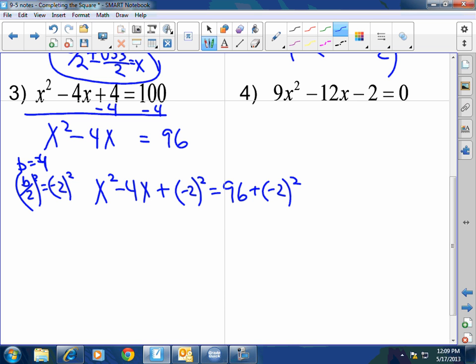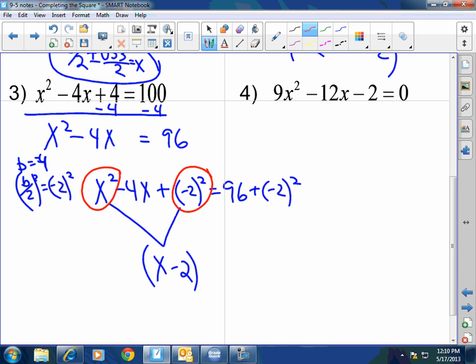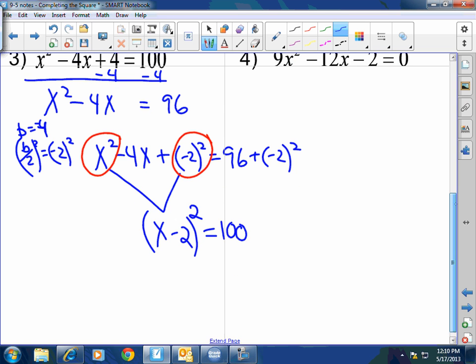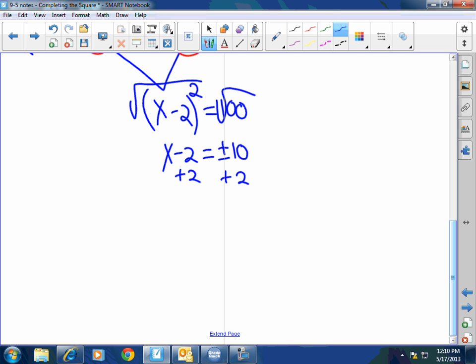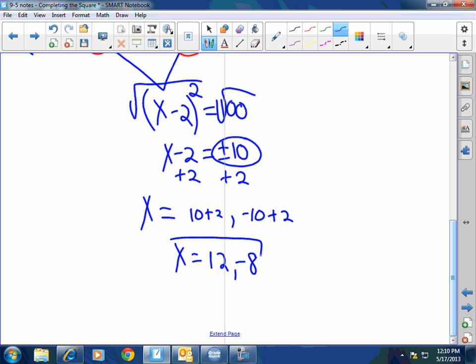Okay, now what? How do I factor this out? X minus 2, very good. That's the square root of the first combined with the square root of the last, squared, equals 100. Very good. How do I solve for x, gentlemen? Square root both sides. Awesome. I got x minus 2 equals plus or minus 10. Then I add 2 to both sides. Remember, I have a plus or minus 10, so it's positive 10 plus 2 and negative 10 plus 2. So x will equal 12 and negative 8.